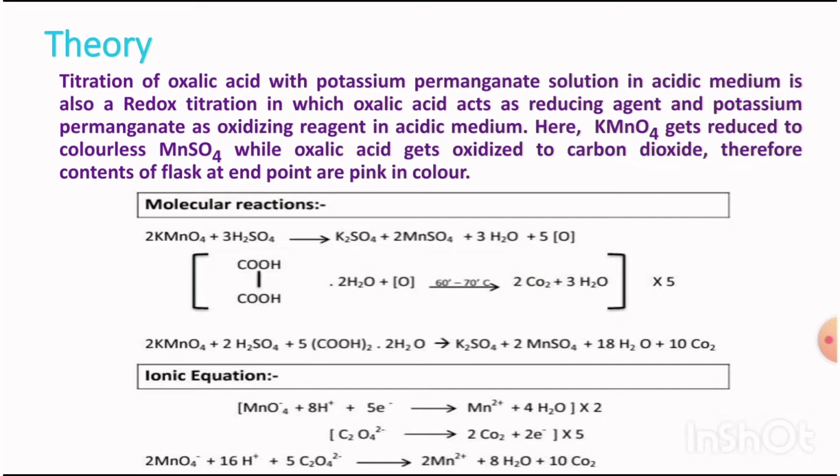carbon dioxide. Ionic equation. Reduction half reaction where permanganate ion is converted into manganese ion. Oxidation half reaction where carbon is oxidized to carbon dioxide. Here, manganese ion is reduced from +7 oxidation state to +2 oxidation state.